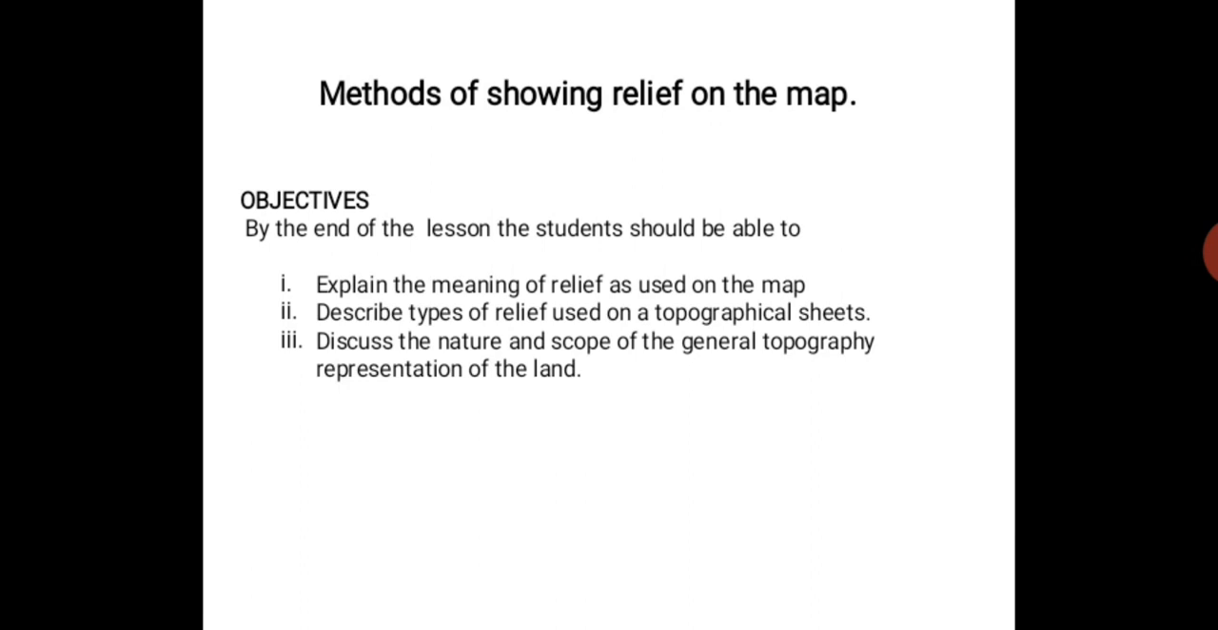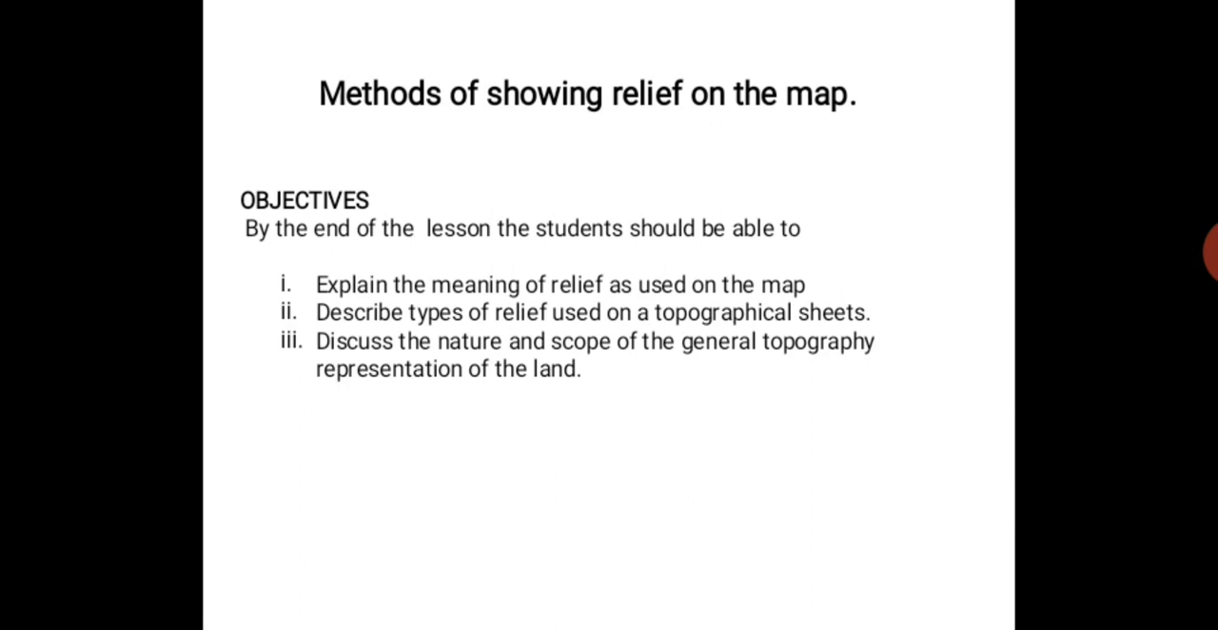Back to our lesson again. Method of showing relief on the map. What is the objective of this lesson? What do I want you to learn at the end of it, or before we even end the lesson?